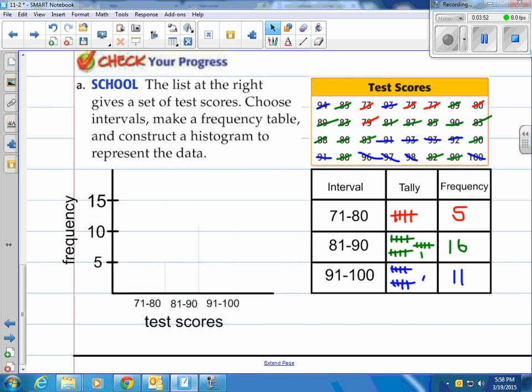So you can see I've done that. On the left side I have 5, 10, 15. I could have gone up to 20 there, but I know we're going to get to 16. Then the test scores on the bottom here, we have 71 to 80, 81 to 90, and 91 to 100. Then I literally just draw bars with the same width, and they must be touching.